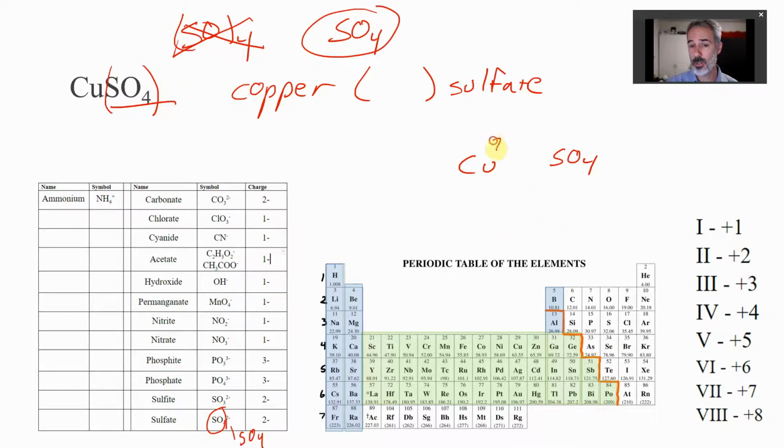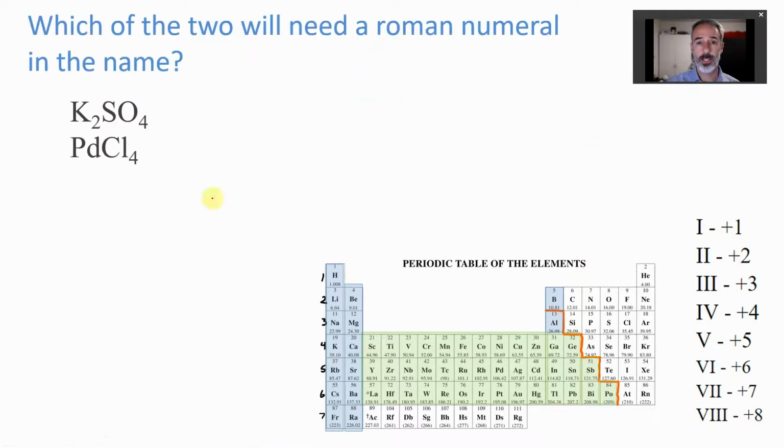All right, we don't know the charge of copper. Do we know the charge of sulfate? What is it? It's 2 minus, right? So therefore, if the total is 2 minus, what does the charge of copper have to be? 2 plus, and what goes right here? Roman numeral 2. Very good. All right, let's try this one. Let's say this is G and H. Which of those compounds will need a Roman numeral and which one won't?